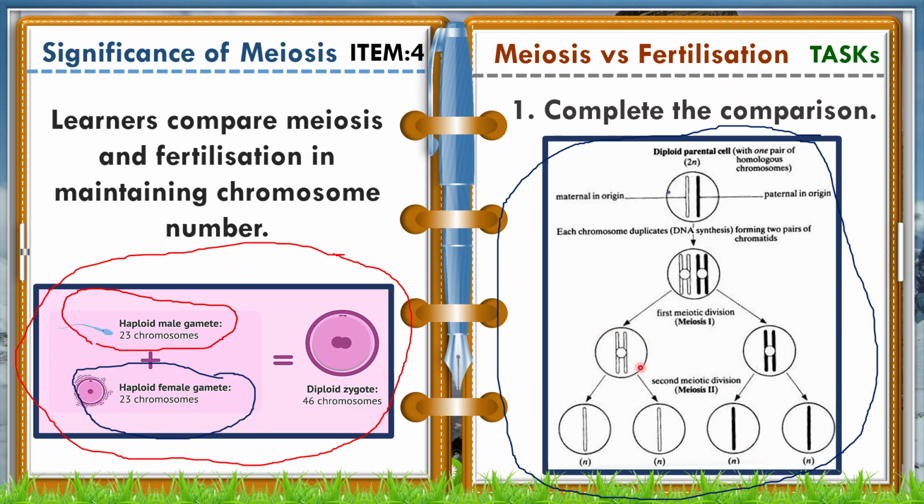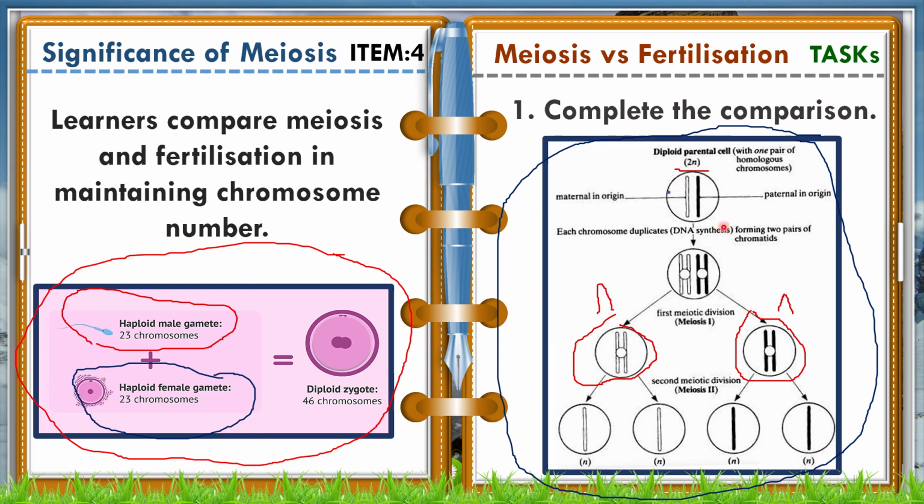Now, when we go to the second meiotic division, which we call meiosis 2, it is the sister chromatids that are going to separate. But by the time we reach the end of meiosis 1 and we have separated the homologous chromosomes, this one is haploid, and this one is also haploid. We no longer call them 2N. Now this one is N, and this one also is N.